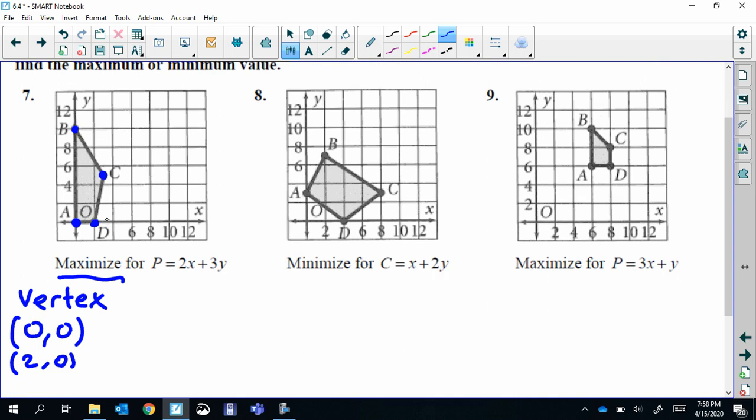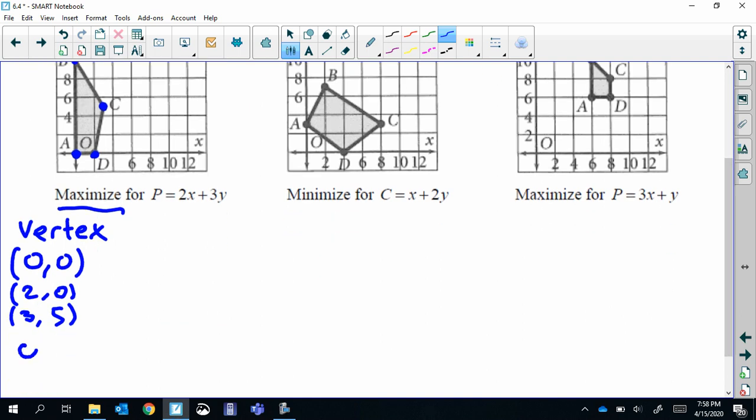Then point C over here, that's between 2 and 4, so we're going to call that 3. And then our y value there would be 5. And then this last one, point B up top, that is at 0, 10. So those are our four vertices. What we're going to do is just plug those into the equation.